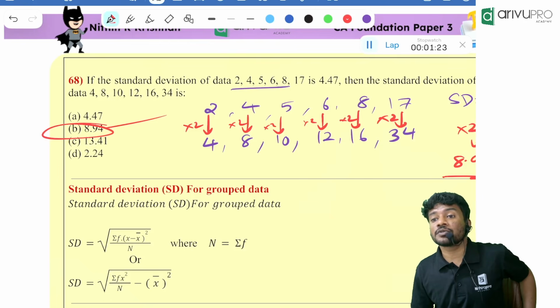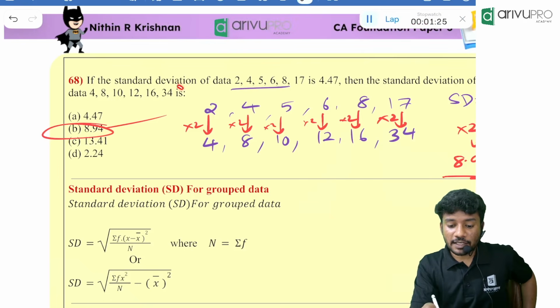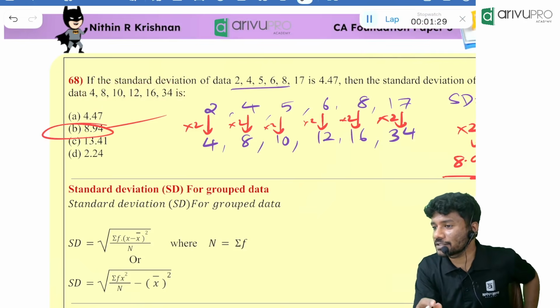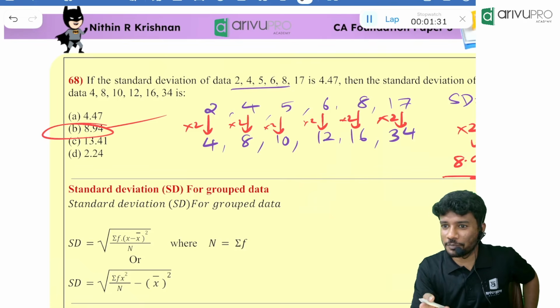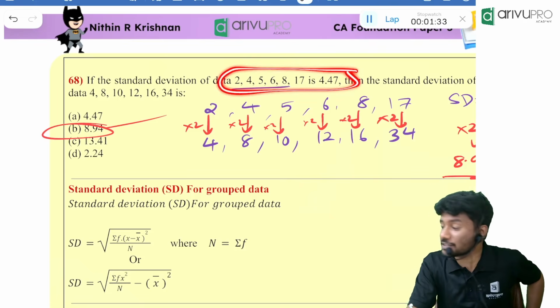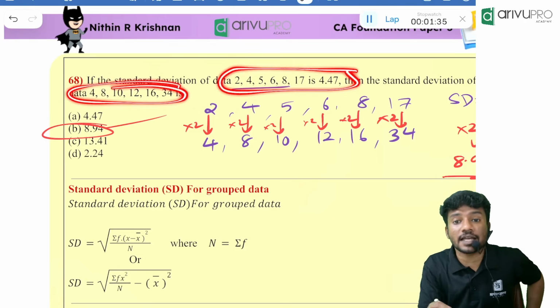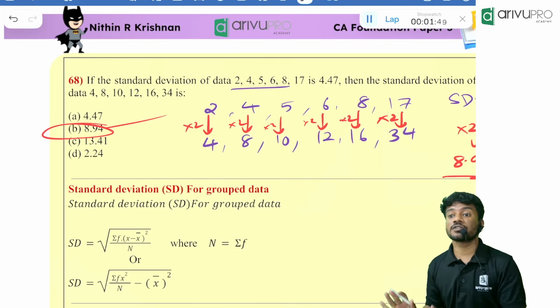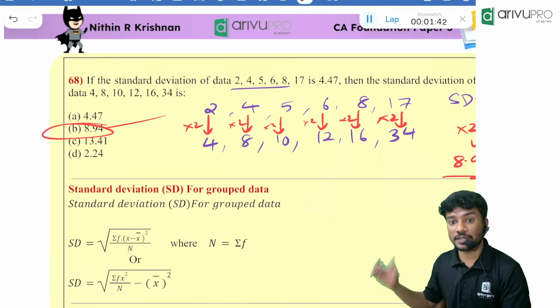Now, some people will do it the other way. You will directly find the standard deviation using the calculator. Approximately, you will get the same answer. But don't do that in such type of question. When they give one standard deviation and ask for another standard deviation, always remember that might be a question based on change of origin or change of scale. Keep that in your mind.